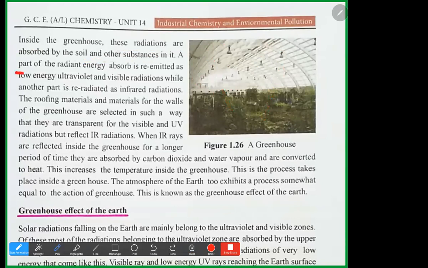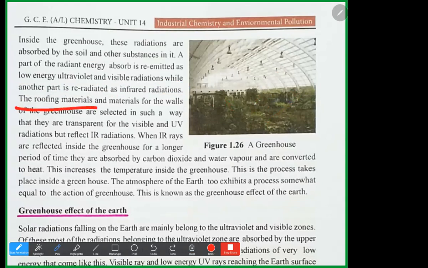A part of the radiant energy absorbed is re-emitted. So they are absorbing but re-emitting as low energy ultraviolet and visible radiations. Okay, part is going away as UV and visible. Okay, that doesn't do anything. Another part is re-radiated as infrared radiation. This is the important part.